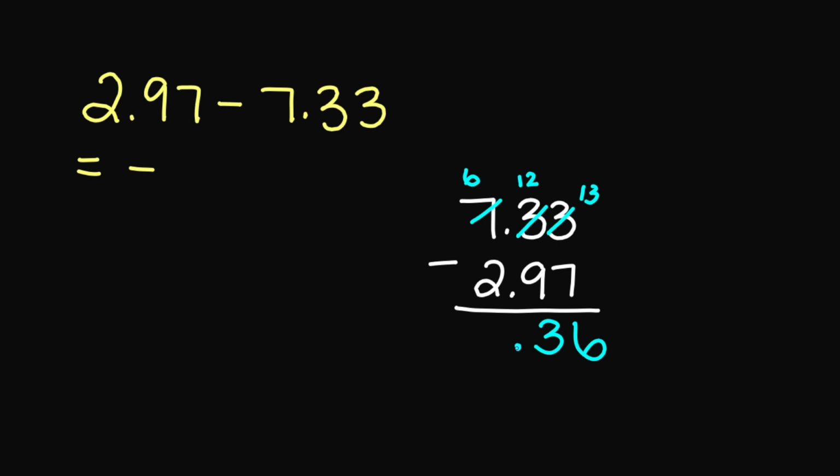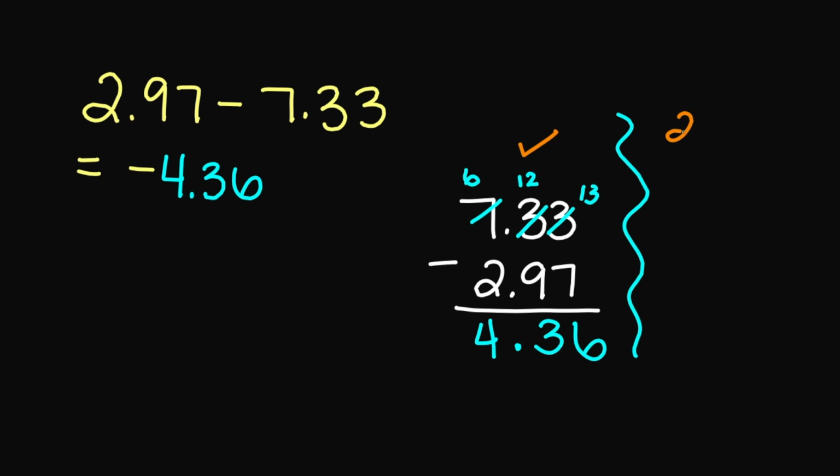Bring that decimal down. And then we have 6 minus 2, and that's going to give me 4. So 7.33 minus 2.97 is 4.36. But here I have 2.97 minus 7.33. That's going to give me negative 4.36. So let's say you did not rewrite the problem to look like this, right? So let's say you went ahead and you kept your 2.97 minus 7.33.